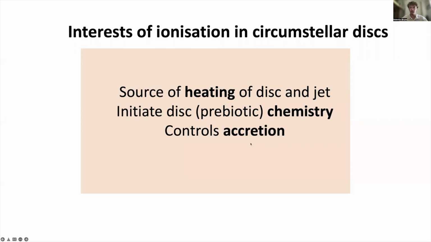The study of ionization by these particles in disks is crucial, as it's a source of heat in the disk and jets of young stars, and allows the study of prebiotic chemistry. Ionization is also a crucial feature for the study of accretion processes and the triggering of MRI-like instabilities. So it's all the more interesting to study the effects of non-thermal particles on the ionization rate in circumstellar disks.